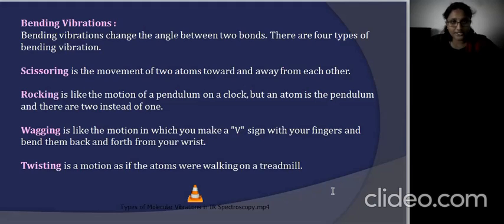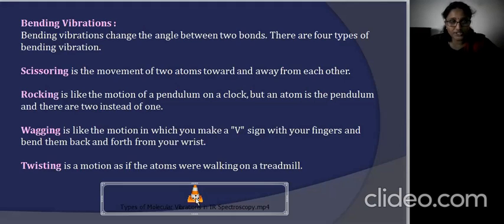Rocking is like the pendulum of a clock. There are two atoms, and they will move like this. Wagging is like the motion in which you make a V sign with your fingers and bend them back and forth from your wrist. Twisting is a motion as if the atoms are walking on a treadmill. Look at this video, watch this video guys, then you will understand nicely.